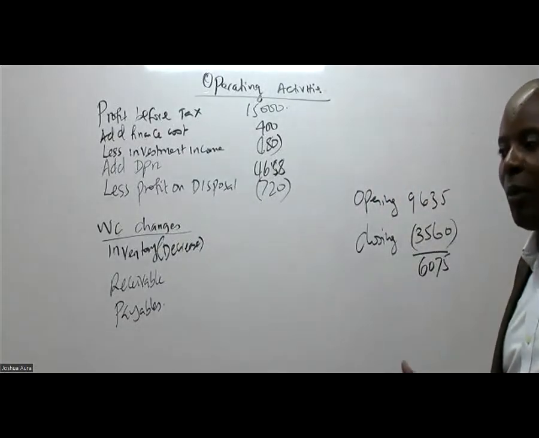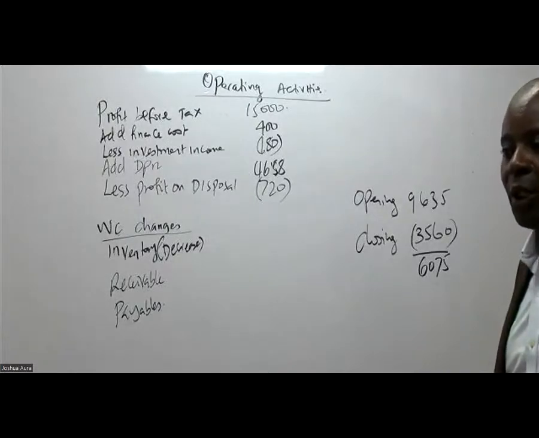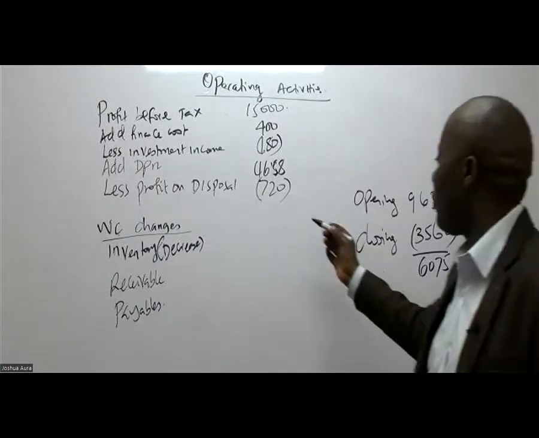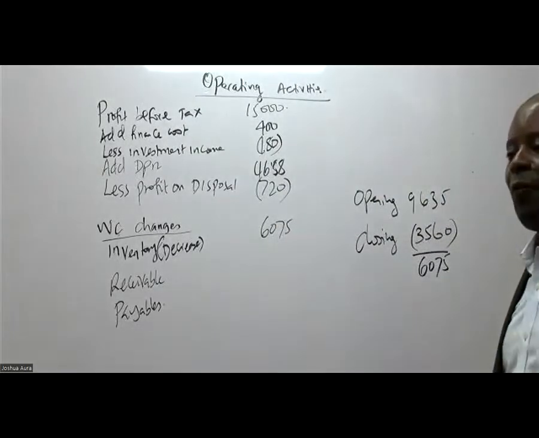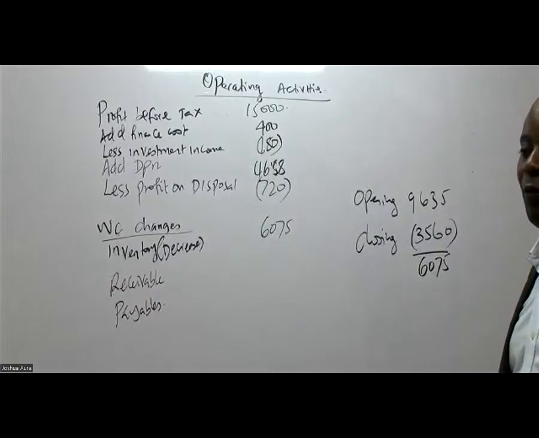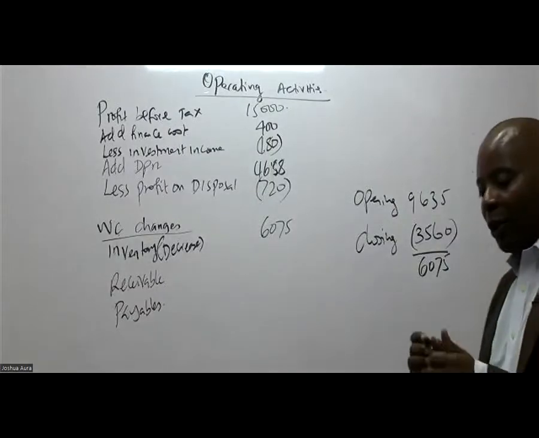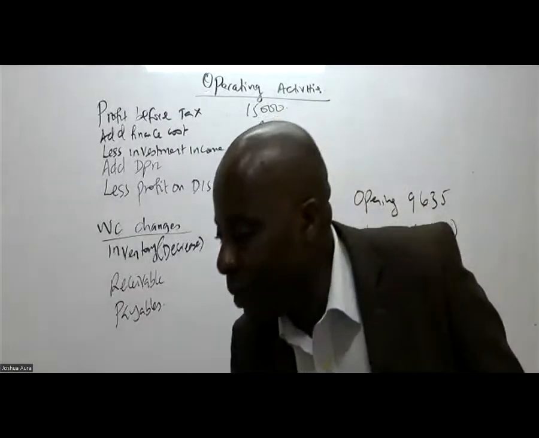So when they sold, automatically that becomes a cash what? A cash inflow. So this 60.75 is a cash inflow. It is a positive figure. Right? How about receivables, ladies and gentlemen?